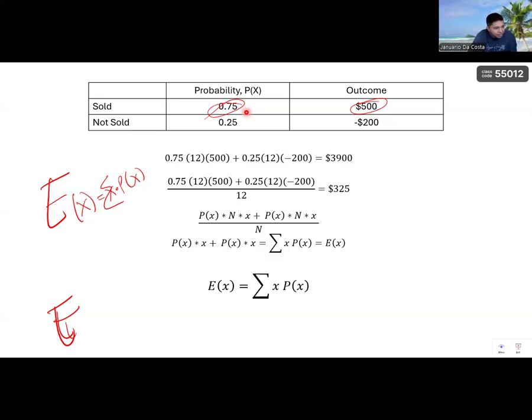Is this a good investment? Yes or no? Yeah, it's a good investment.